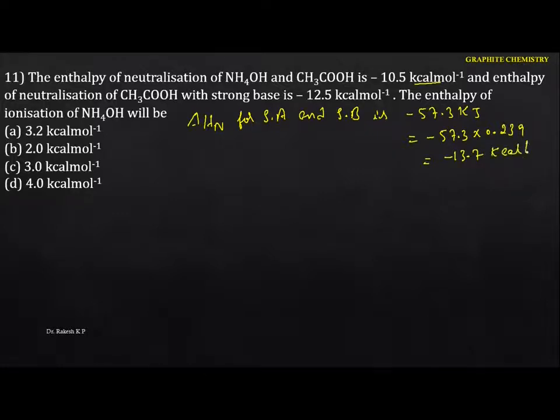That is per equivalent. This is very important, because in most cases they are going to give kilojoule. If they have not given it in kilocalorie, you have to convert kilojoule into kilocalorie. So for the strong acid and strong base, the enthalpy of neutralization will be minus 13.7, in terms of kilocalorie.